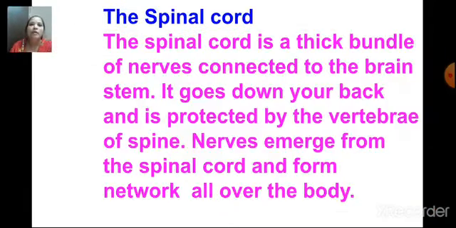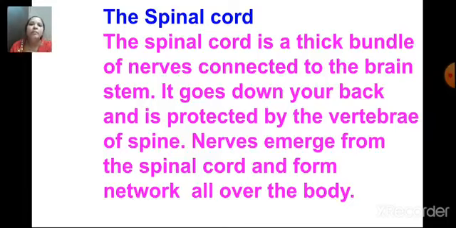The spinal cord is a thick bundle of nerves connected to the brain stem, the lower part of the brain which is found below the cerebellum, right? It is the brain stem. So spinal cord is connected to the brain stem. It goes down your back and is protected by the vertebrae of spine, that is the vertebral column.